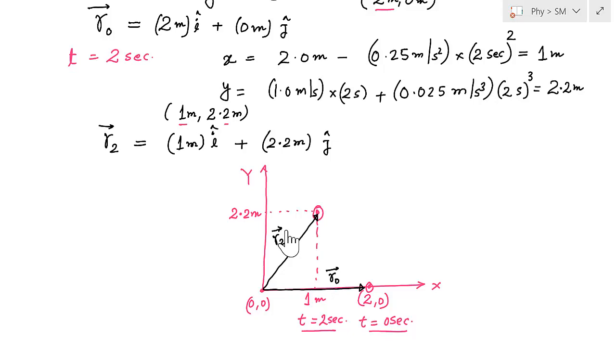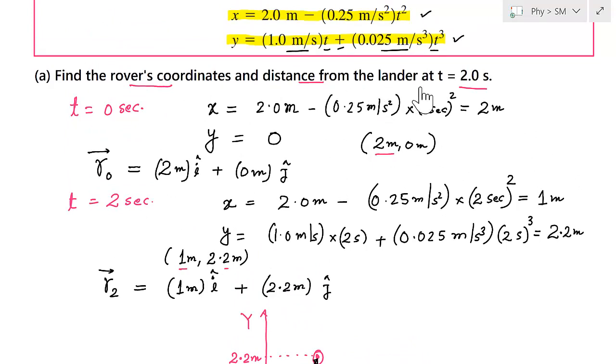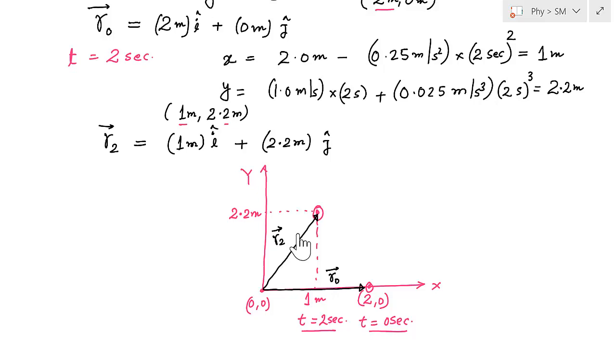So the question asks, what is the distance from the lander at t equals 2 seconds? So this is the distance. So this distance we have to calculate, that is the magnitude of the r2 vector, which is the distance of the rover from the lander. So this is my lander. So lander is here and rover is here. And this is the distance. So this is the position vector.